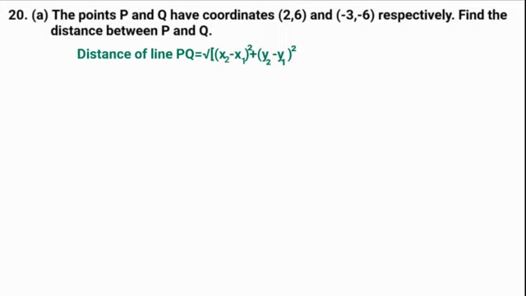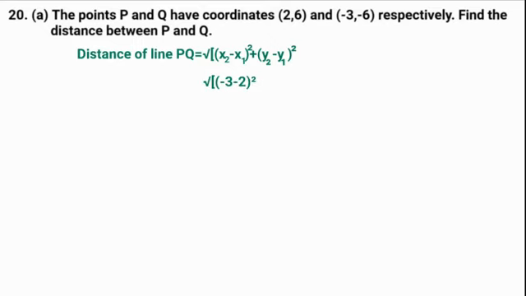So let's start by replacing the value of x2. To do that, we concentrate on these coordinates. These are the coordinates for x1 and y1, and x2 and y2. What is the value of x2? The value of x2 is -3. So we have -3 minus the value of x1, which is 2, so we have minus 2, raised to the power of 2.